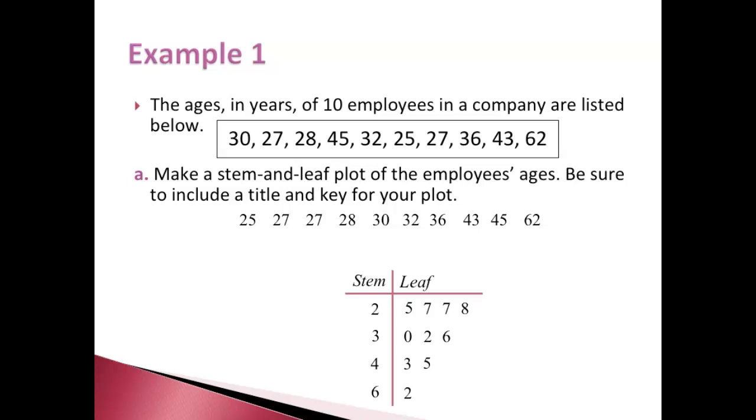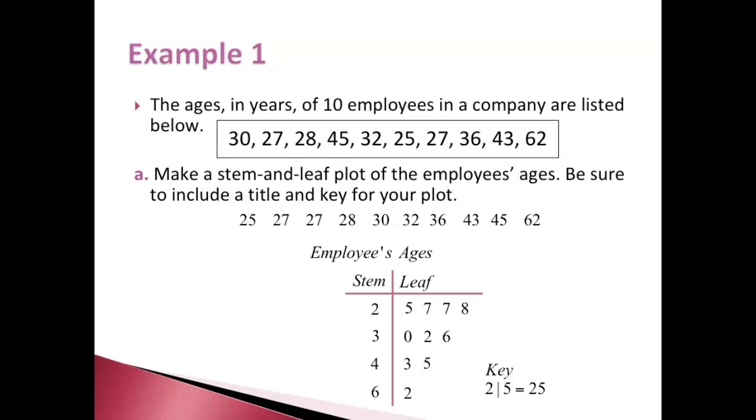And then it just says to make sure that you have a title and key for your plot. So remember that these are representing ages of employees, so we'll write that for the title. And then the key, we just need some way to say what each of these actually represents. So for example, if you take the first one, 25, we split the 2 and the 5, but we would read it as 25. So for the key, we would write 2, and then the vertical line, and then 5, which represents 25.